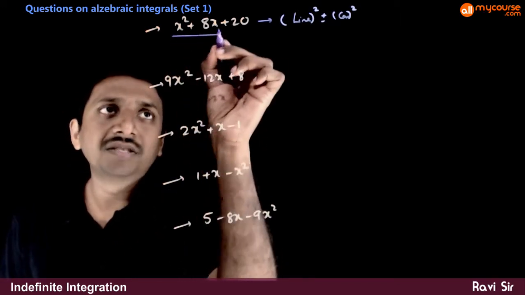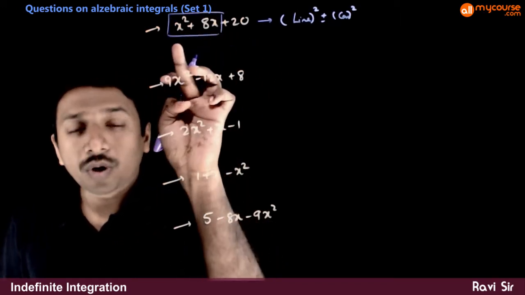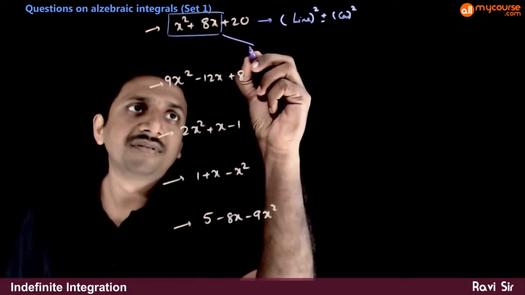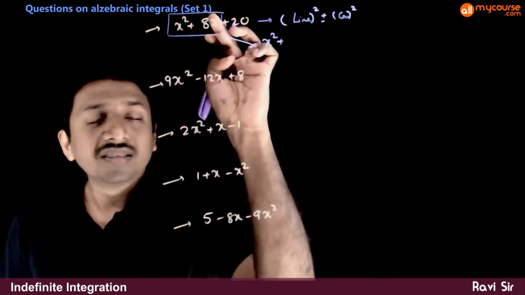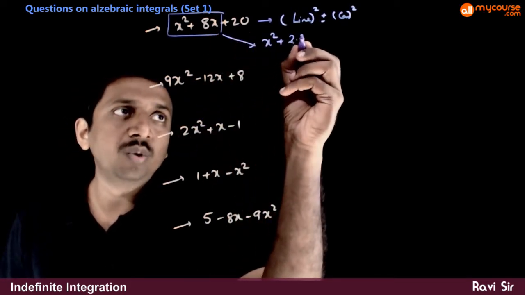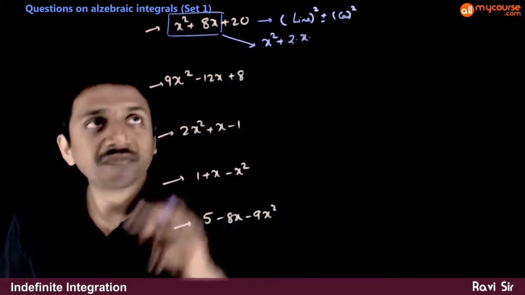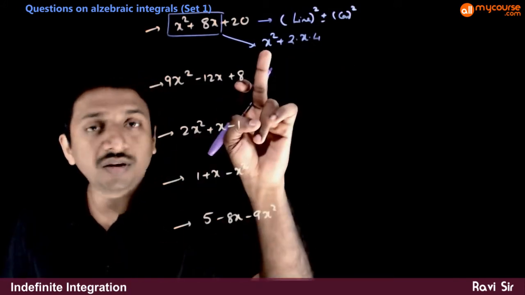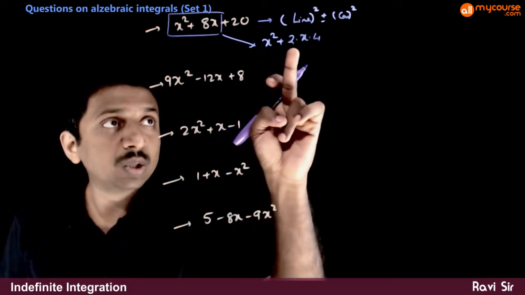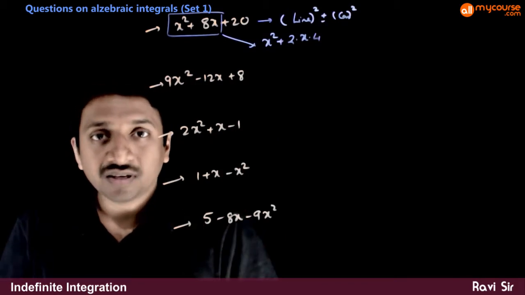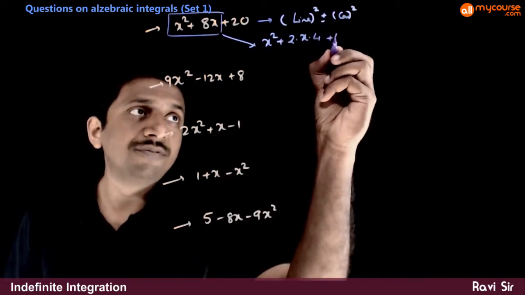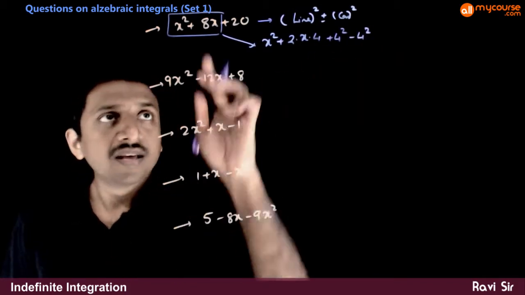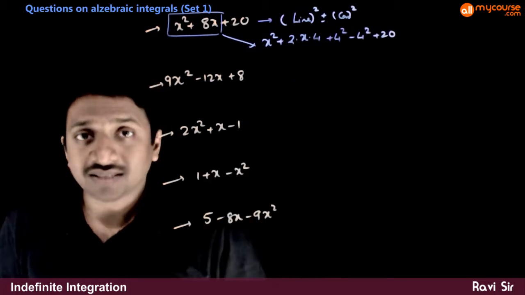So here first you need to look at the quadratic term and the linear term. So you have x square plus, the linear term has to be written as 2 into x into some number. So we know that 8x can be written as 2 into x into 4. So this is of the form x square plus 2x into 4. So to complete this square, you need a 4 square. So add a 4 square and subtract a 4 square. And you have this 20 with you as it is.